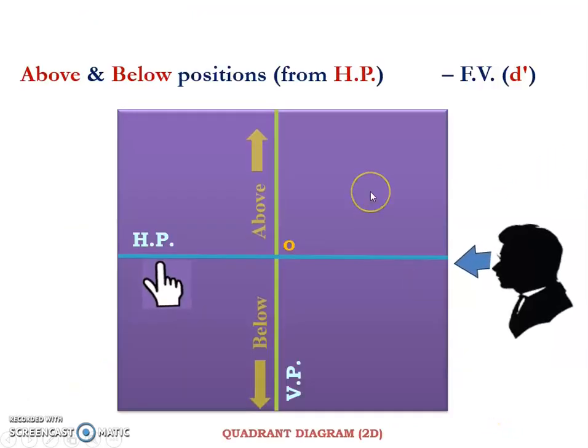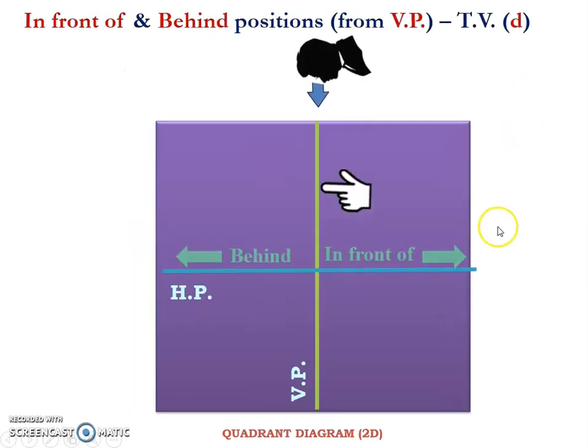Now let us move on to the shortcut method. From this diagram we can understand the front view reveals the above position as well as below position from the horizontal plane, and the front view must be represented using the corresponding lowercase letter with dash. In the same way, the top view reveals the behind position as well as in front of position from the vertical plane, and the top view must be represented using the corresponding lowercase letter.